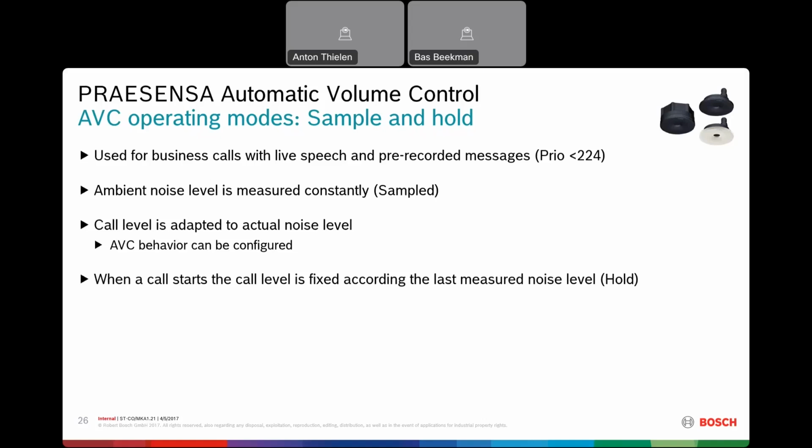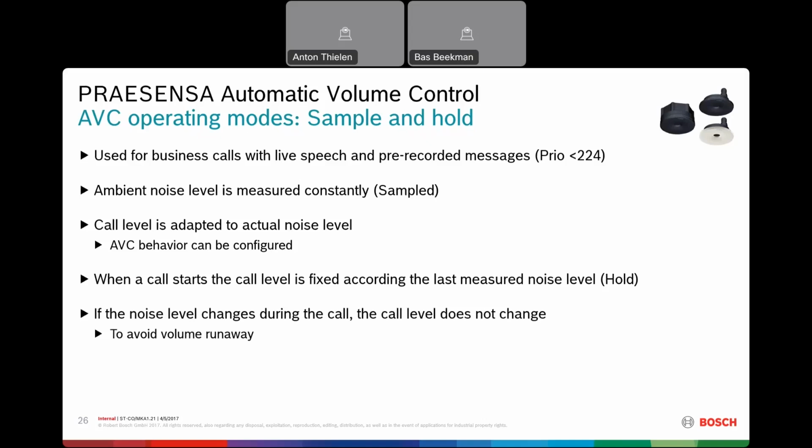So before the call starts, you still have the latest sampled ambient noise level, and that is then used to adapt the call level. And then it keeps that at that level, so it doesn't adapt it anymore. Then you have your live speech coming out of the loudspeaker, that will not directly influence the ambient noise adaptation. If the noise level changes during the call, the call level does not change. And that's to avoid volume runaway.